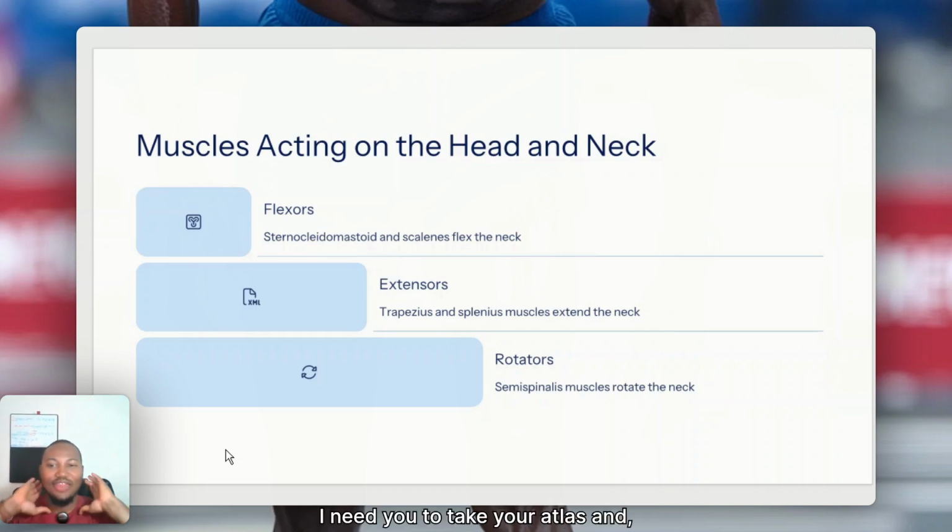All right. I need you to take your atlas, look at it. You should be able to identify these muscles. How many muscles did I mention here? 5 of them. We have the sternocleidomastoid, we have the scalene, we have the trapezius, we have the splenius, and we have the semispinalis. All right. Those are the 5 of them. You need to be able to know them because they act on the neck.